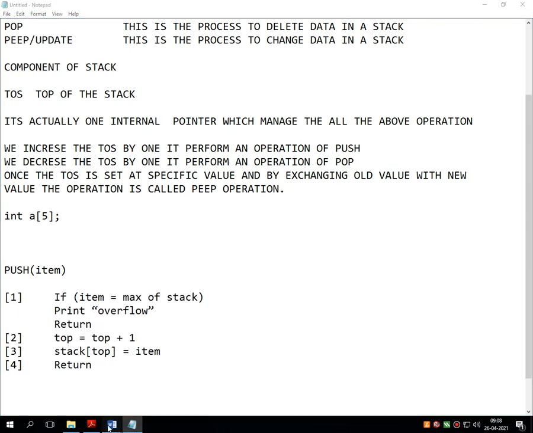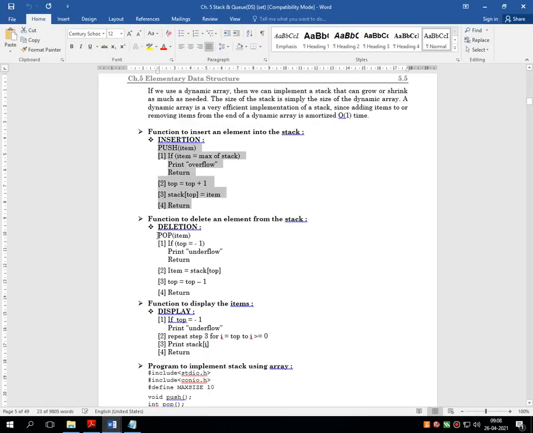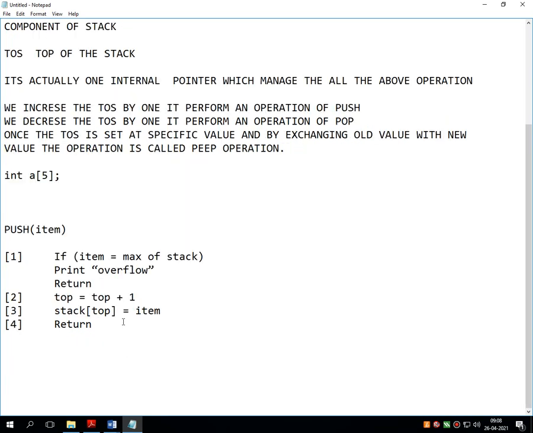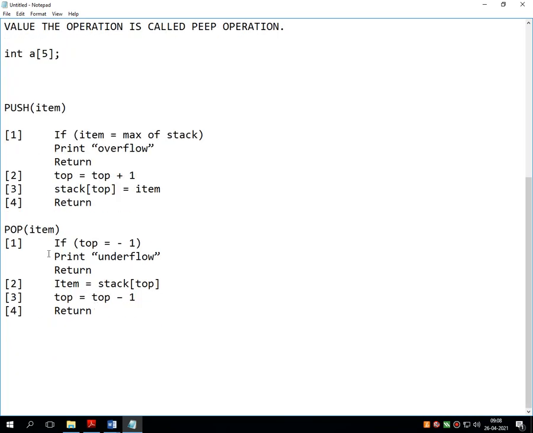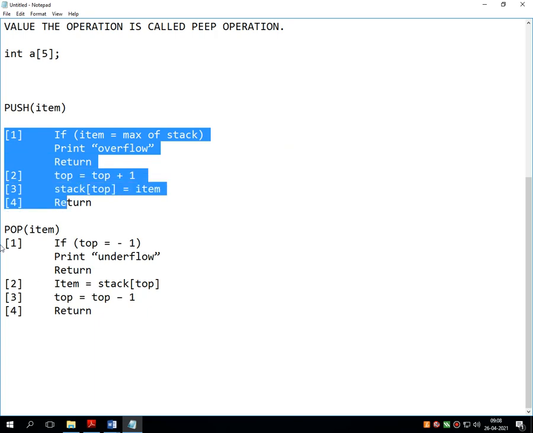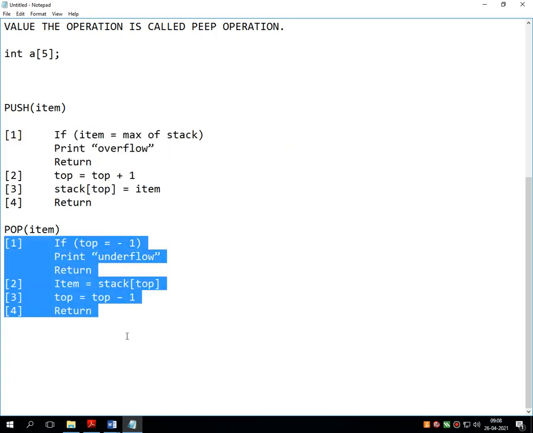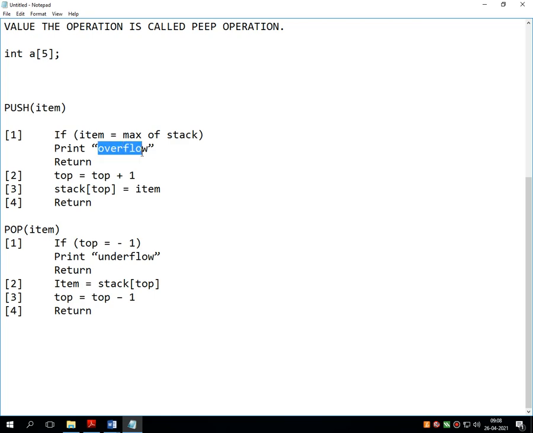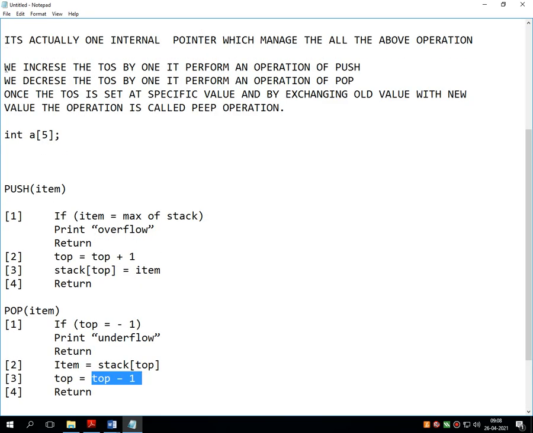Next is the operation of pop. As mentioned over here, almost everything is the same. Two things get changed. One is the exception message. Instead of overflow, there is underflow, and instead of this +1, there is a -1. Already I have mentioned over here, by decreasing the top of the stack by 1, we can perform the operation of pop.